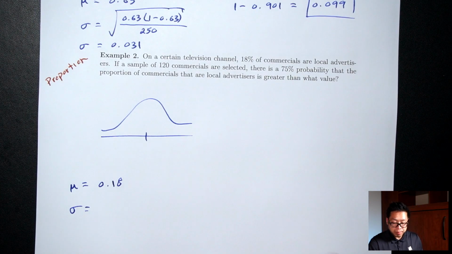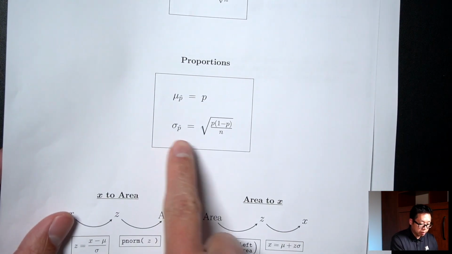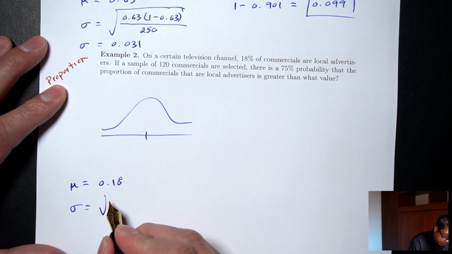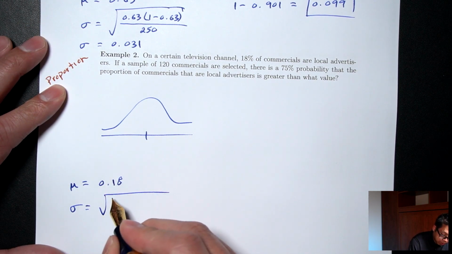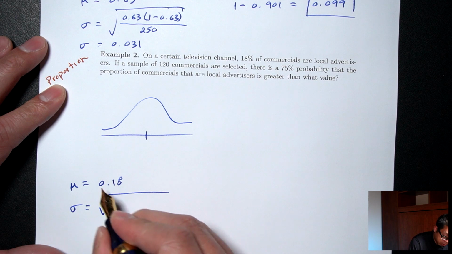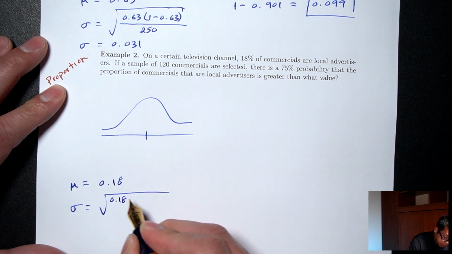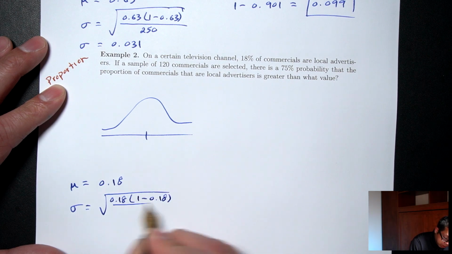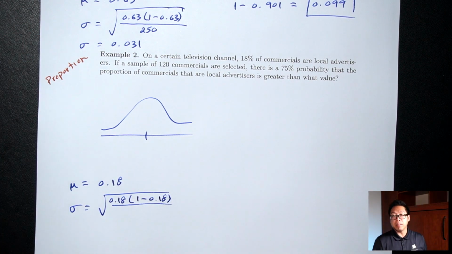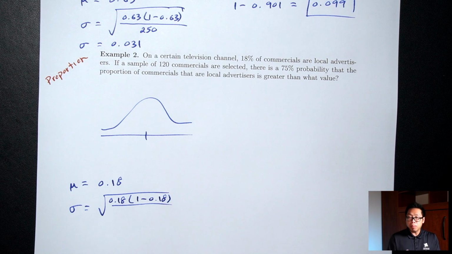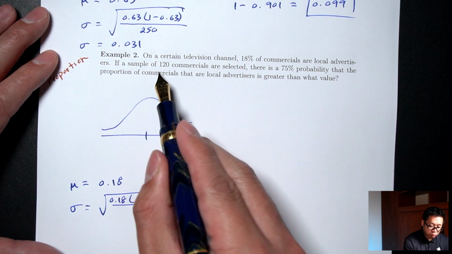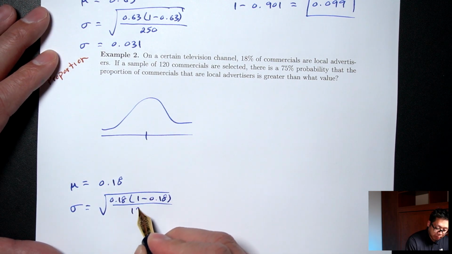Our standard deviation, that's going to be this big square root formula. So big square root on top, it's going to be p, which is 0.18, 1 minus 0.18, over n, the sample size. Usually it's how many people are we picking, but in this case we're picking commercials. So how many commercials are we picking? Sample of 120 commercials. So 120.